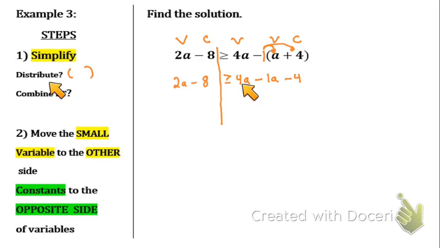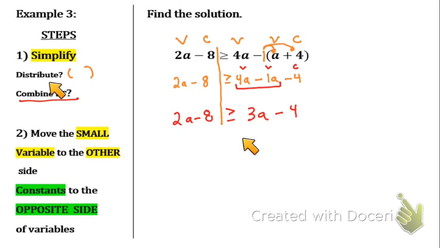Okay? So now, again, look at the right-hand side. This is a variable, this is a variable, this is a constant. My like terms are things that are the same, right? So I need to combine those. I need to put those together. So I'll bring down the left side again. 4a minus 1a gives us 3a. And now we're left with variable, constant, variable, constant. All right, so now we can begin to solve.